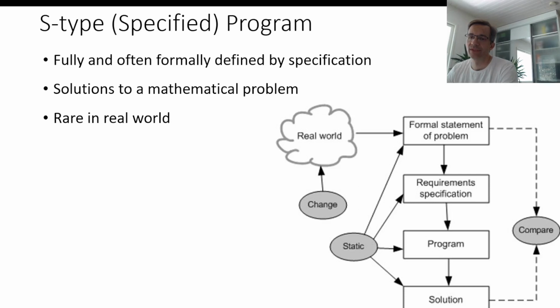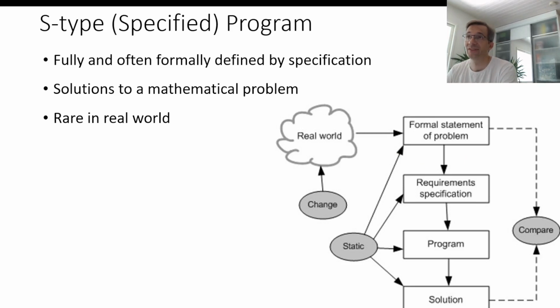So what are these S-type systems then? An S-type system is a program for which all the non-functional and functional properties are formally and completely defined. As they are formally defined, they are defined outside of the real world, as you can see in the figure. The real world is here, and the formal statement of the problem is sort of outside of the real world. If a change occurs in the real world, it doesn't impact the specification of the program.